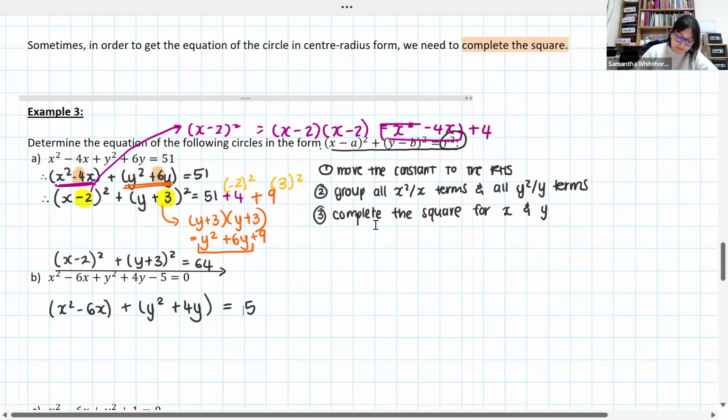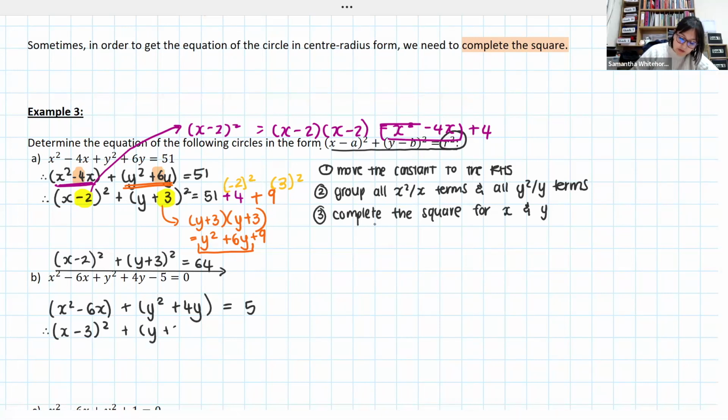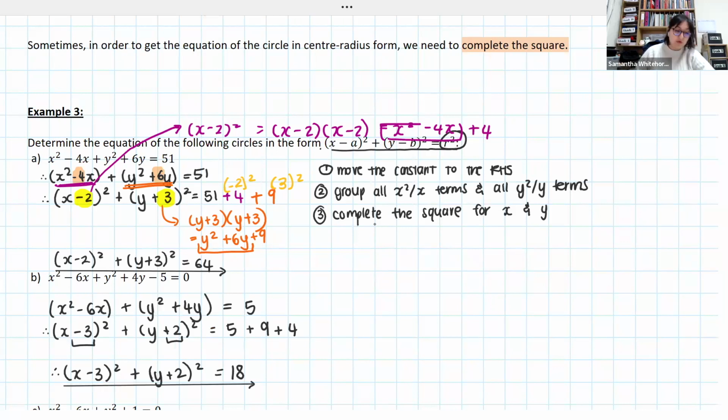Okay, so in my bracket, x minus 3 squared, because I'm halving -6, plus y plus 2 squared, because I'm halving 4, is equal to 5 plus, I take -3 and I square it, so 9. I take +2 and I square it, 4. So I get x minus 3 squared plus y plus 2 squared is equal to 18. And you've got the equation of your circle. You know where the center is, you know where the radius is.